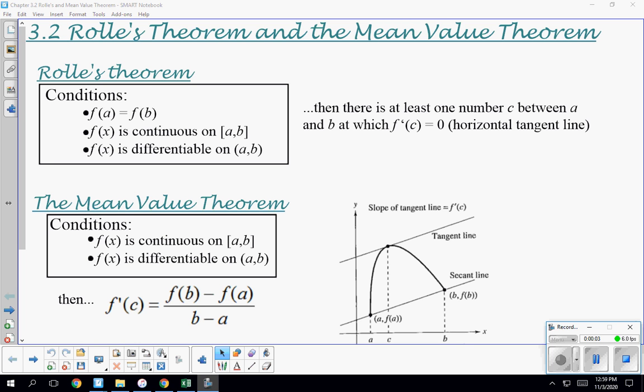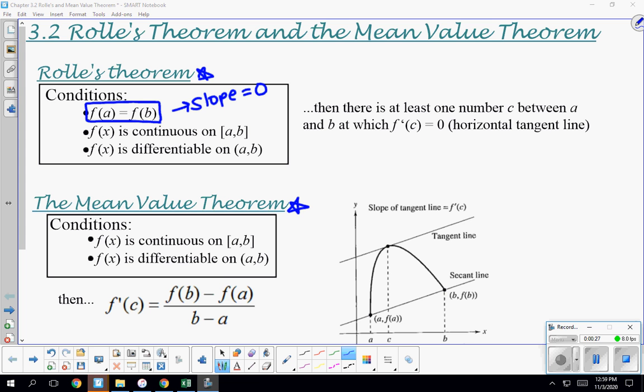In this video, we're going to talk about two important theorems. The mean value theorem is the most applicable because it works for any slope. Rolle's theorem only works when the slope is zero. But they have almost the same conditions. Rolle's theorem has this extra condition that the y values must be the same. And what that does is that creates a slope of zero.